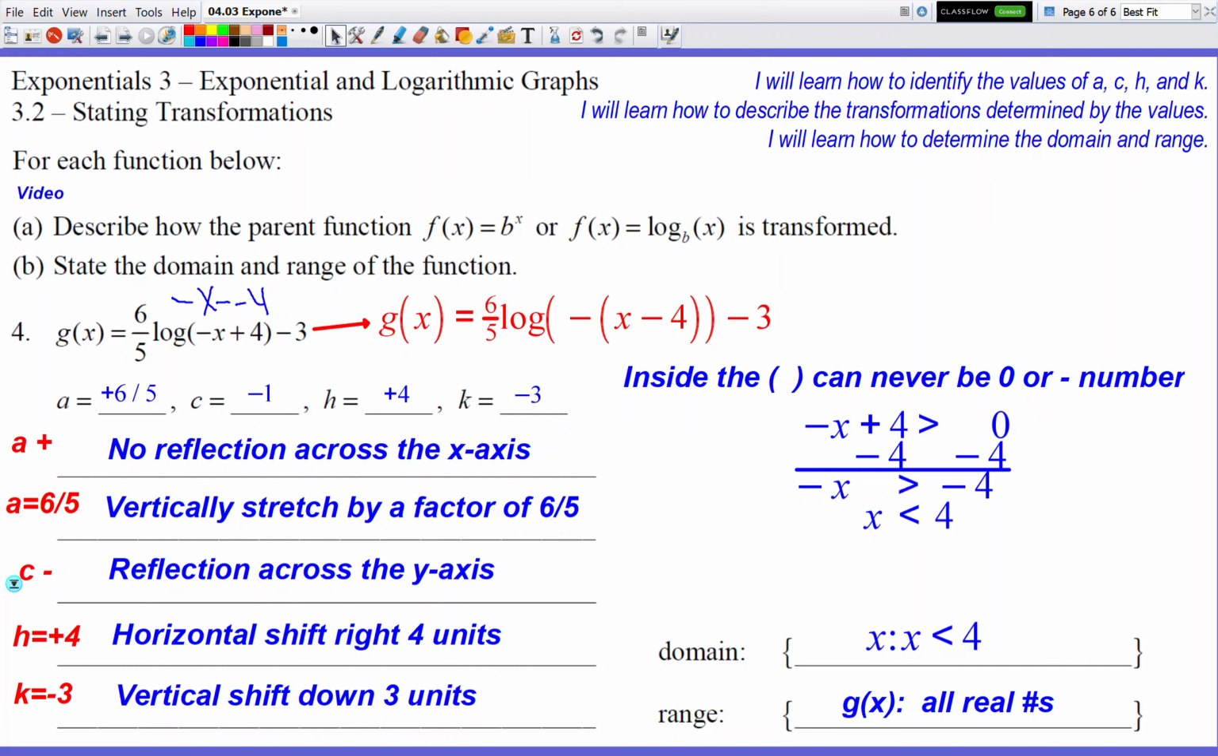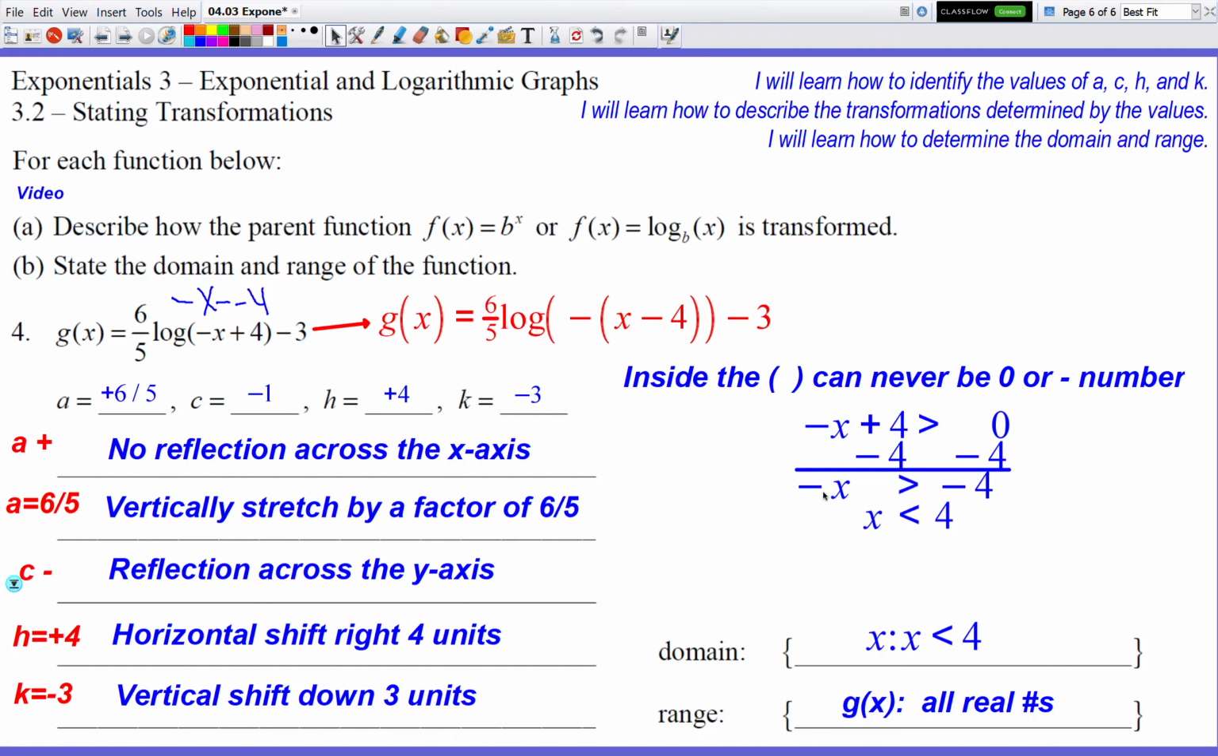All right, so we can write our sentences based on our a, c, h, and k. And when we do our domain and range, range, your favorite, all real numbers. Domain will be based off of solving for your argument, right? Solving for the stuff that's inside the parentheses. So inside the parentheses, we've got negative x plus 4. So we're going to set that greater than 0. So subtract 4 from both sides. Then we get negative x greater than negative 4.